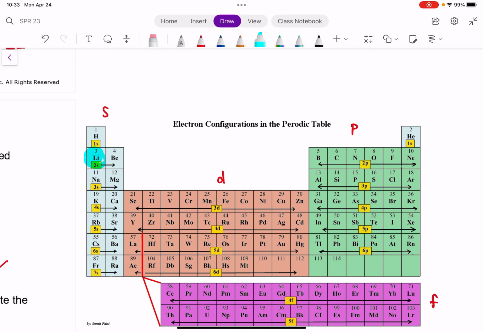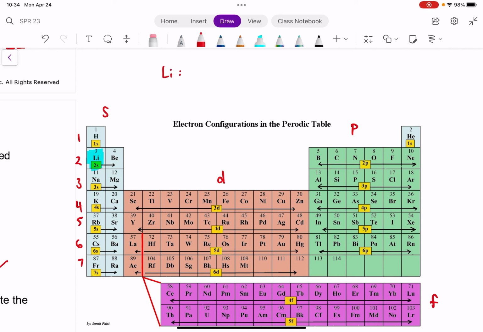So if we're at lithium, what period are we in? We're in period 2, right? This is period 1. 1, 2, 3, 4, 5, 6, 7. We're in period 2 for lithium. And how many electrons does lithium have? Lithium has 3 electrons, right? Because it has 3 protons, and it's a neutral atom.